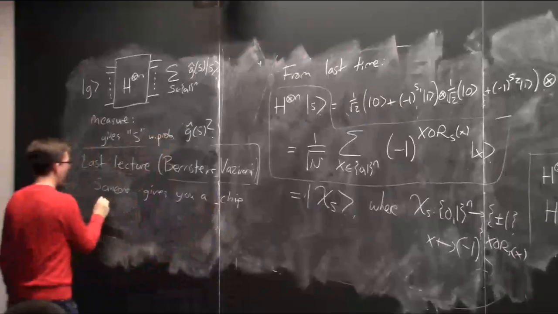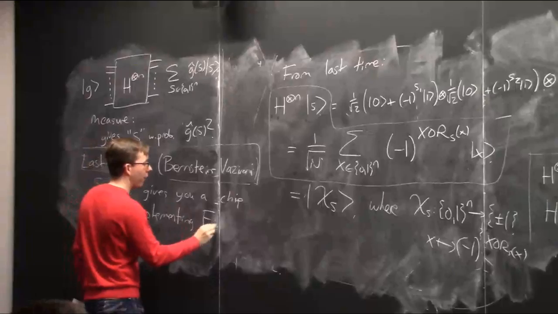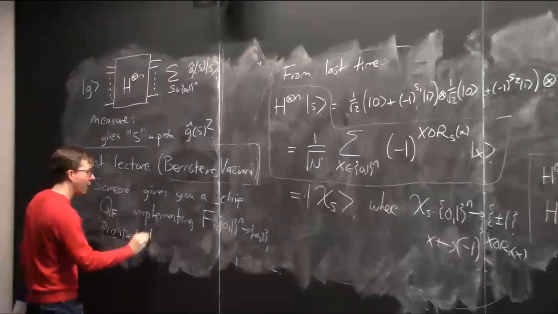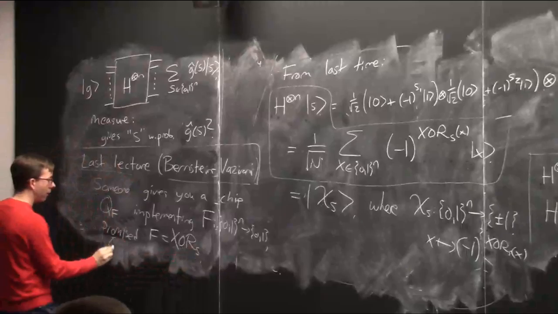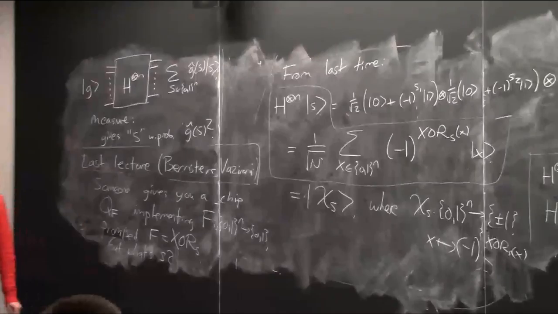Imagine someone gives you a chip, Q sub F, quantumly implementing some Boolean function F. And they promise you, and you believe them, that F is actually an XOR function, but you don't know which. Well, it's hard to imagine the circumstance arising, but perhaps it arises.